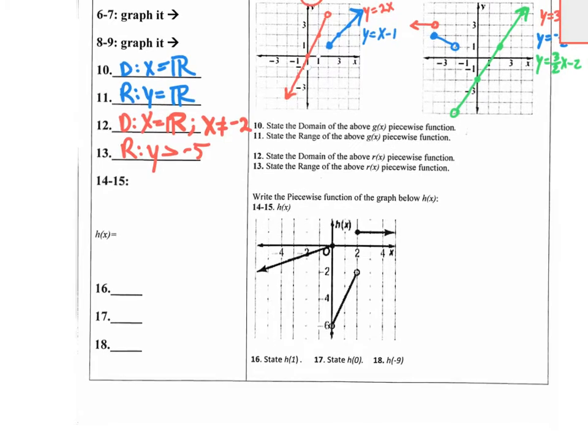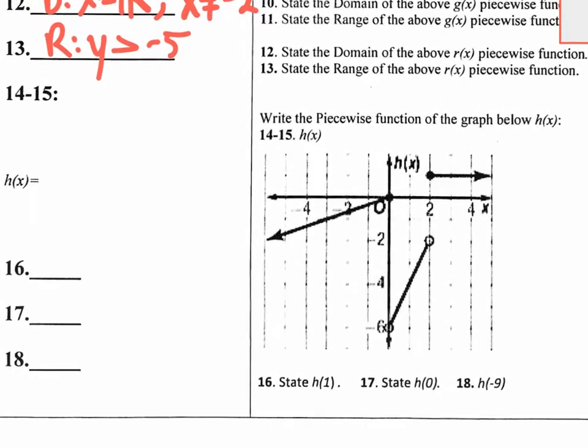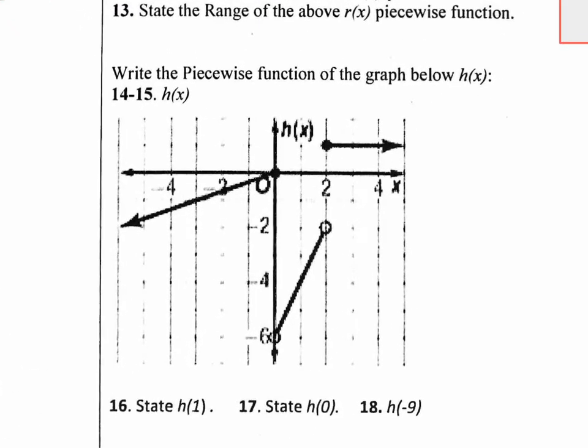Moving on to the more fun stuff right here. I give you a piecewise function graph, and you're supposed to come up with the actual piecewise function h of x that will produce this piecewise function graph. So what I recommend doing is, with a pencil, lightly extend your line, okay?